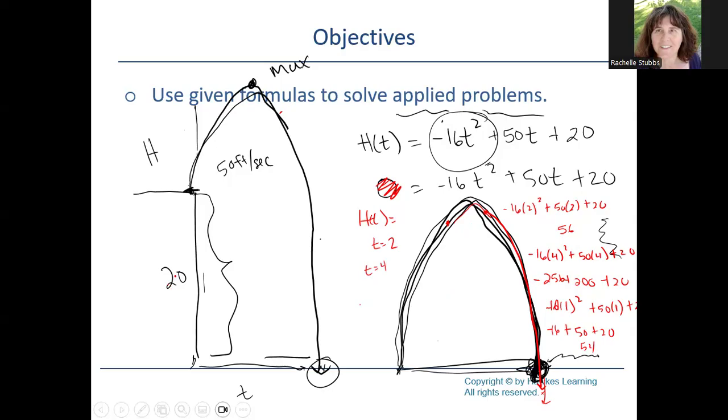You're going to see problems where they're launching something out of a cannon, or you're trying to find the volume of something. They'll actually give you the equation. You don't really have to figure it out. You just have to substitute values in for t and answer their questions, okay? They're not even asking you to find the zeros, or where it hits the ground. I don't even think they ask you that.